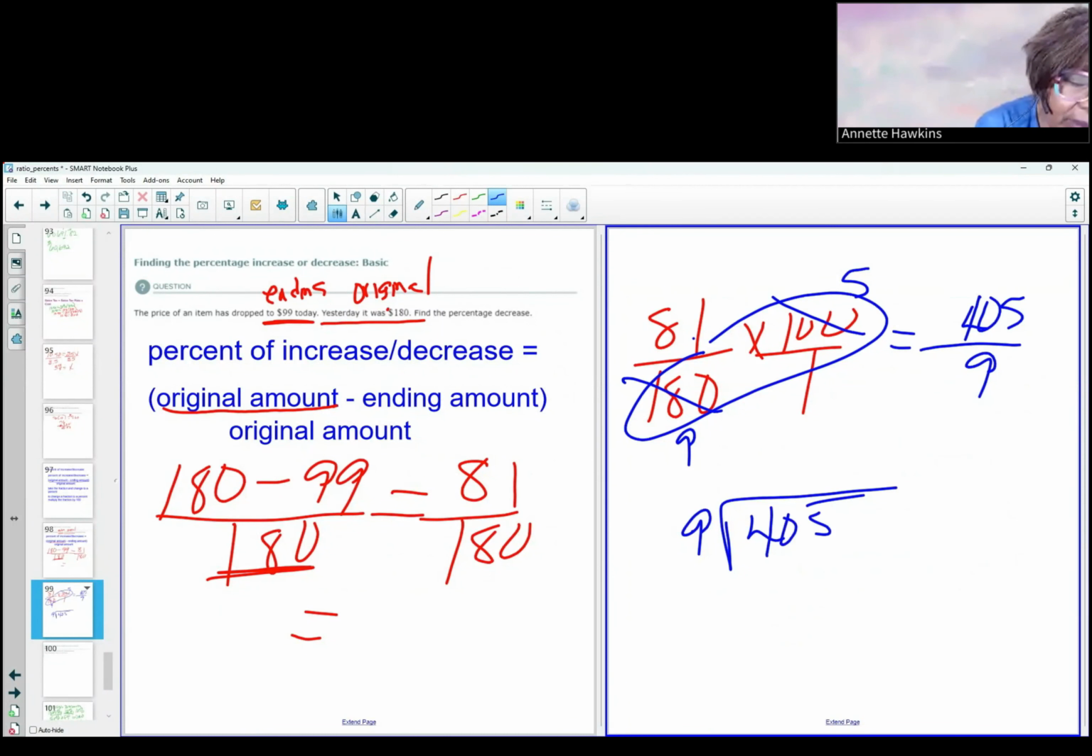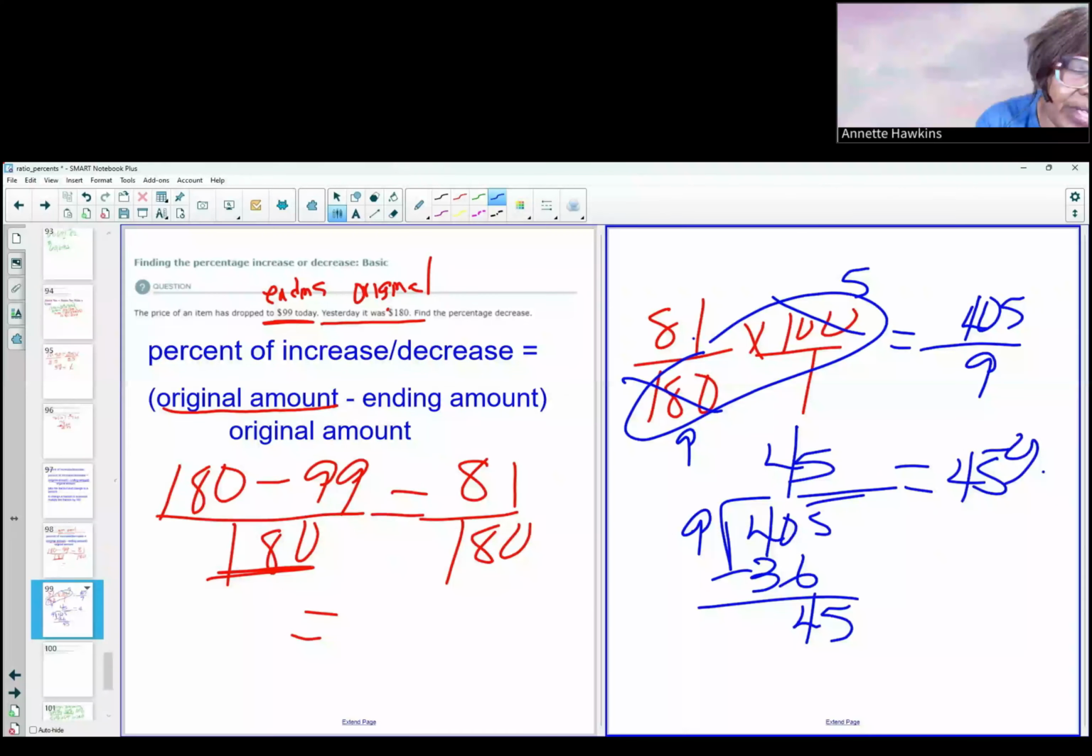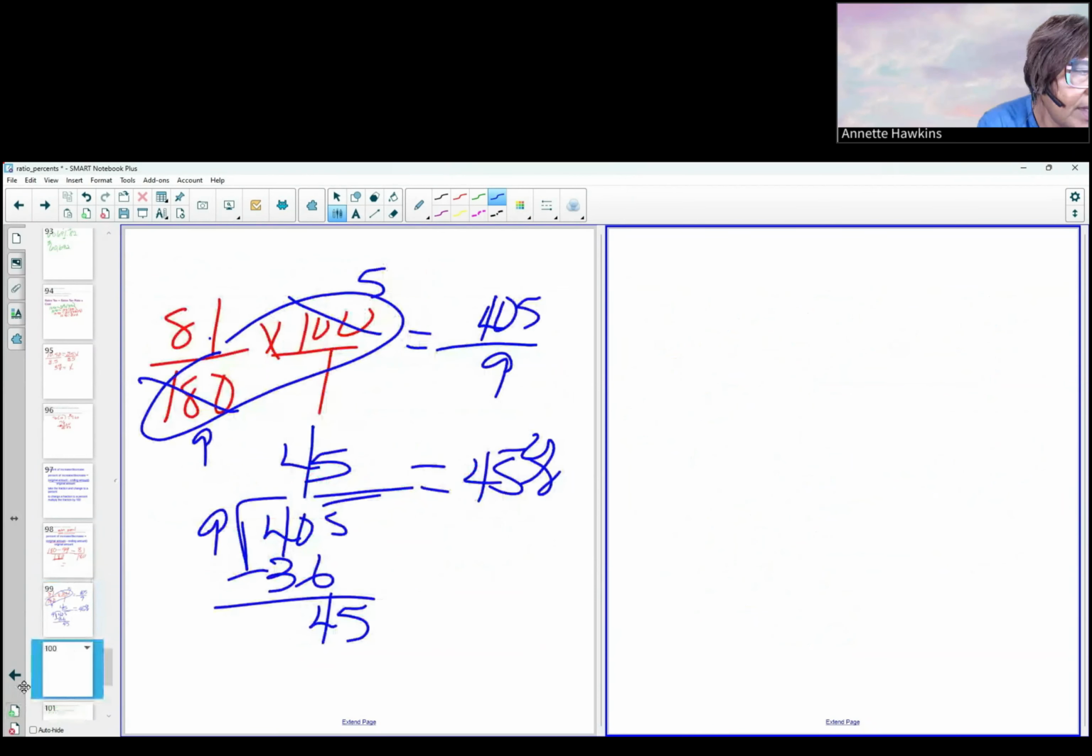So 9 to go into 40, what? 3 times? Not 3, 4 times. 4 times 9 is 36. Subtract, 4, 5. So 45%, a 45% decrease from the original. Okay, so let's see if that's correct. So let's take 45% of 180.